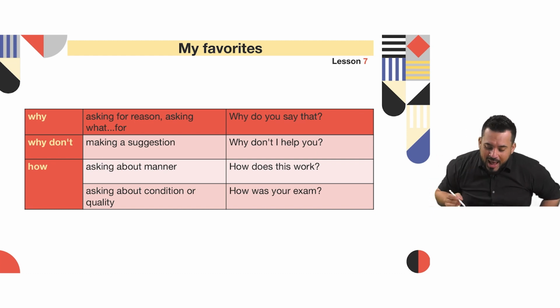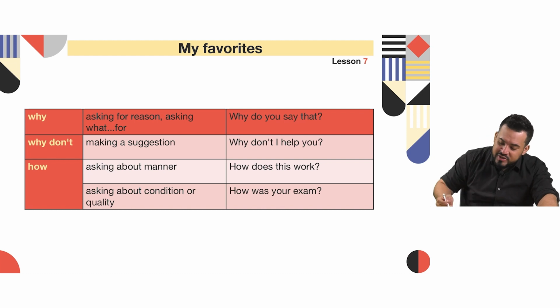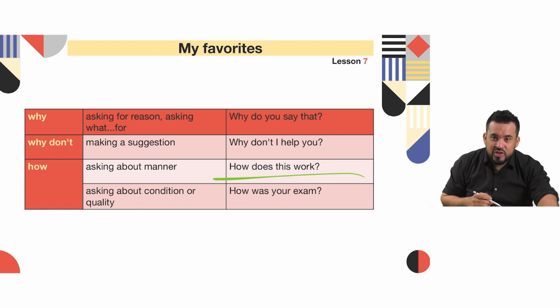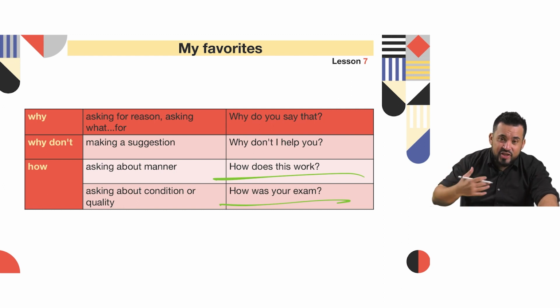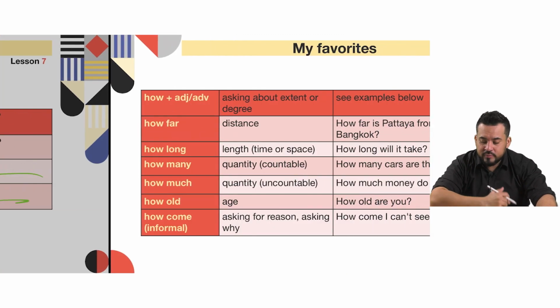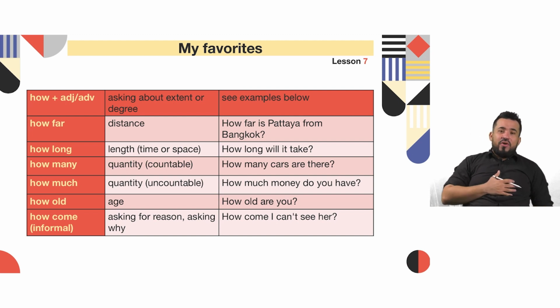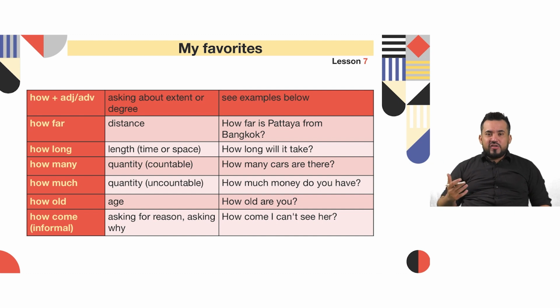Suggestion. How is to ask about manners, or to ask about a condition, or to ask about a quality. For example, how does this work? Or how was your exam? So how is used to ask about a condition, a quality, a manner, a way. How is normally followed by an adjective or an adverb, as we see in this slide.